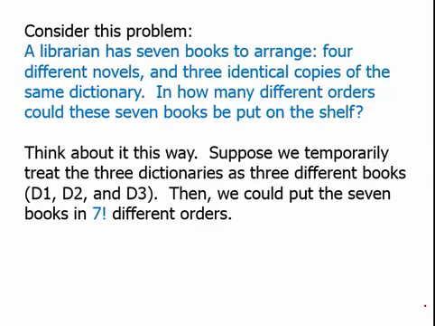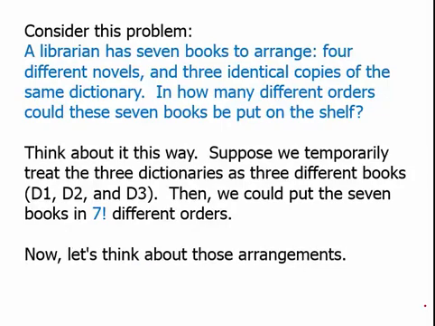Well, think about it this way. Suppose we temporarily treat the 3 dictionaries as 3 completely different books. We'll call them D1, D2, and D3. Then we could put all the 7 different books in 7 factorial different orders.